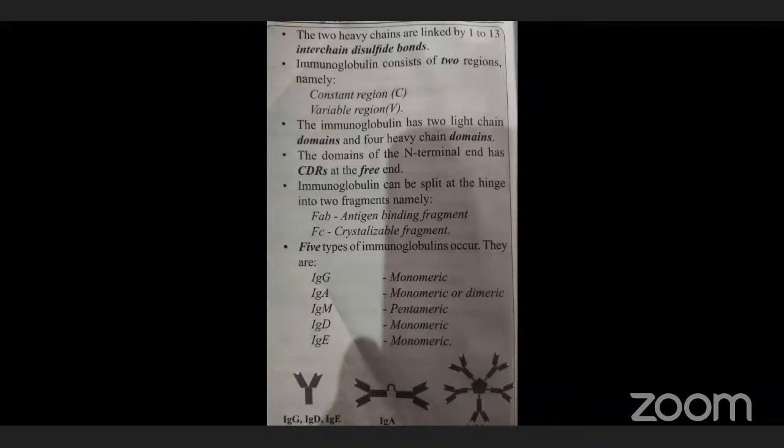Immunoglobulins are found in serum, body fluids, and tissues. Where are the immunoglobulins present? In serum. Serum, you know very well: if you collect blood and allow it to coagulate, that is blood clotting, after the clotting the clotted blood settles down. The upper layer, called the supernatant, is yellowish in color. That is called serum.